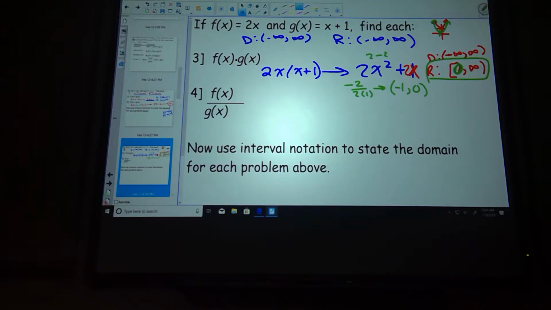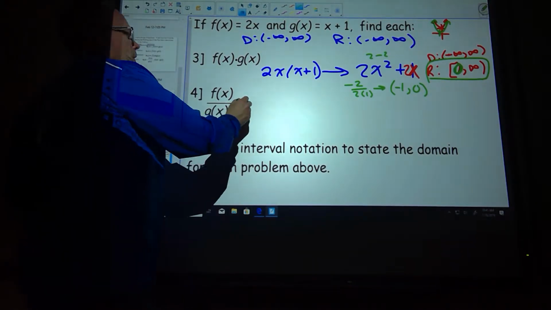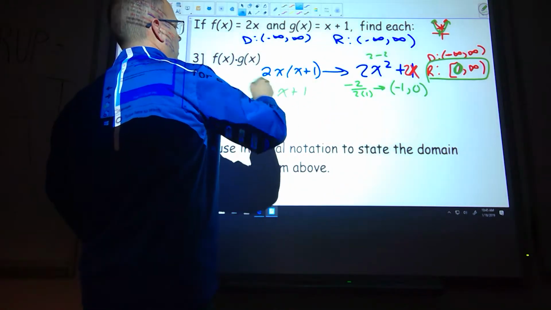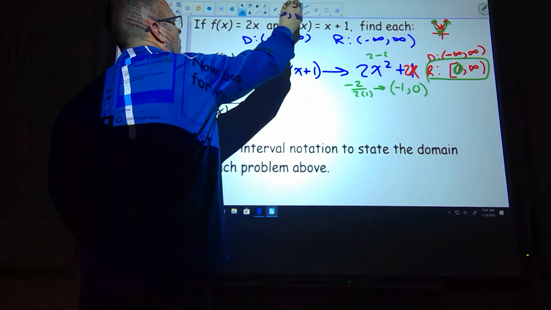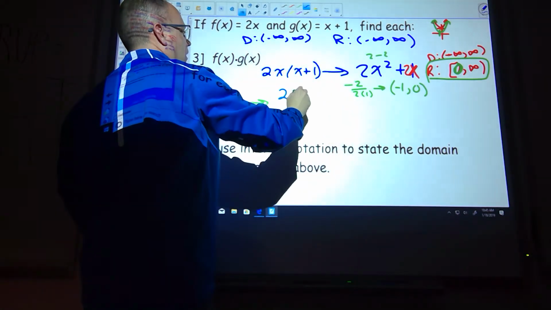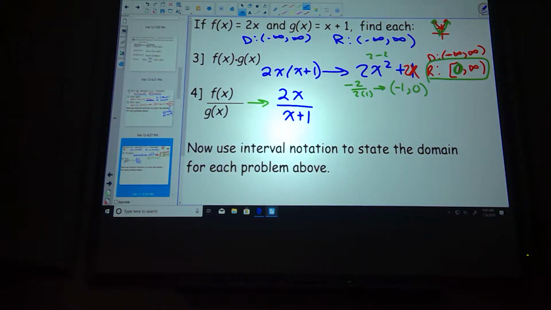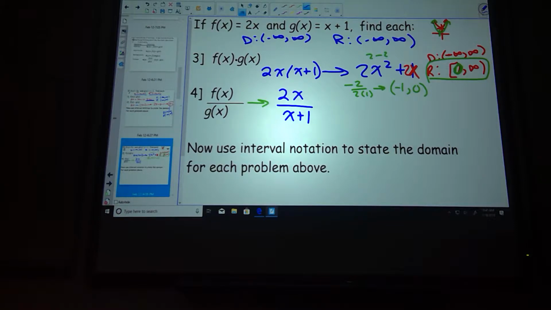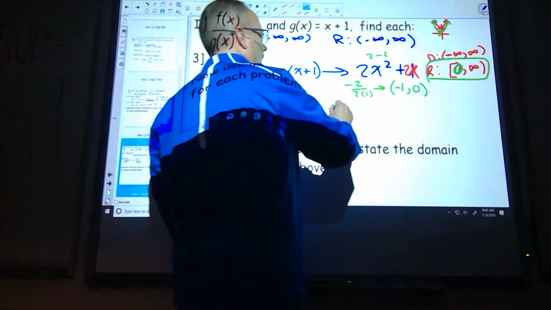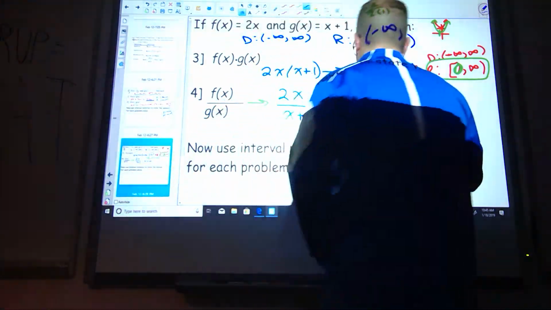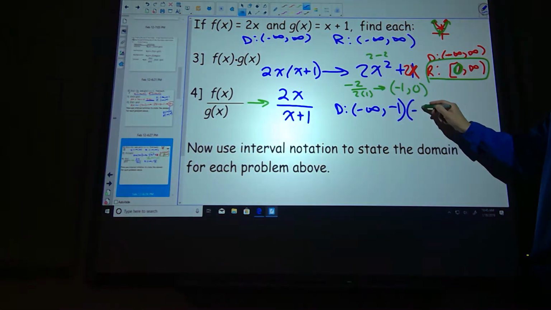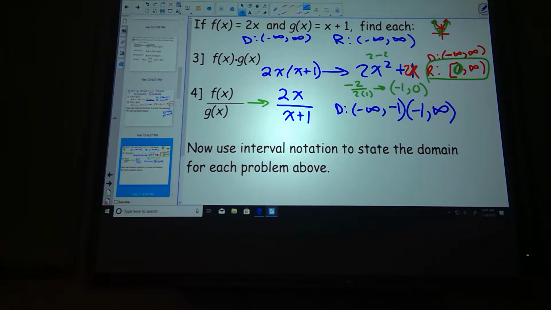All right, dividing them. First thing I'm going to recognize is this. Oh, wait. My f of x is 2x, right? My g of x is x plus 1. What number would make the denominator 0? Negative 1. So my domain is going to go from negative infinity to negative 1, rounded bracket, negative 1 to infinity. And I'm just going to stop on the domain on that one. I'm not too worried about the range.